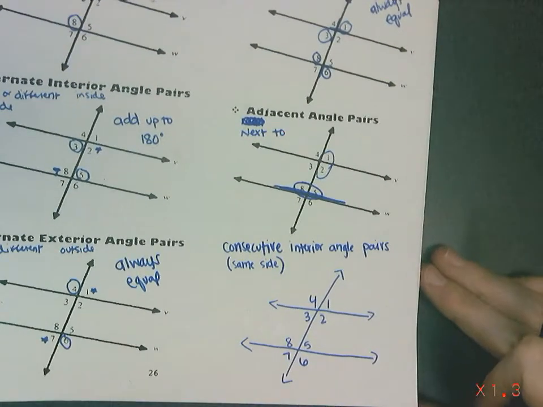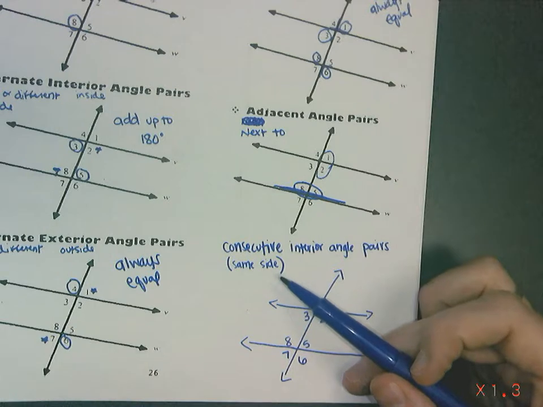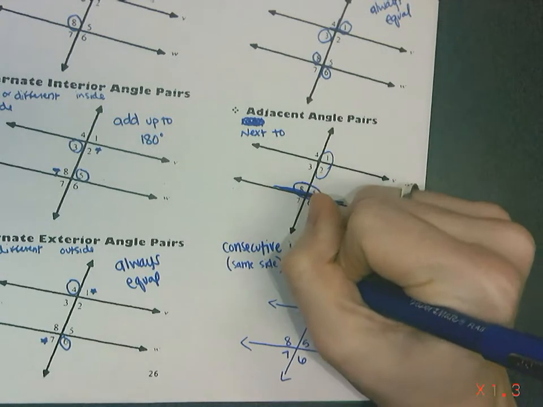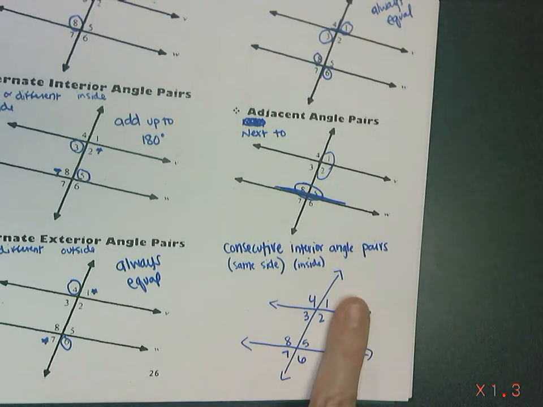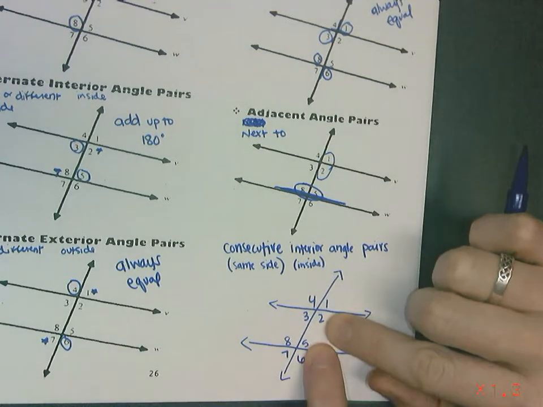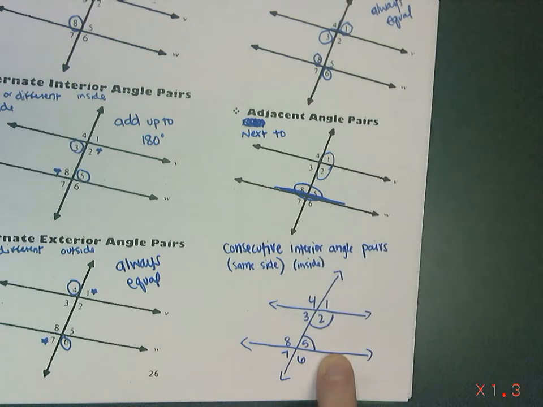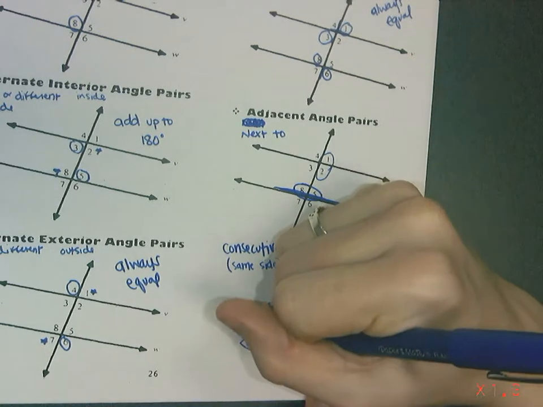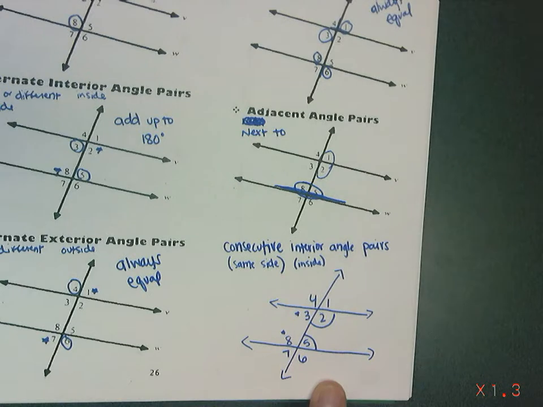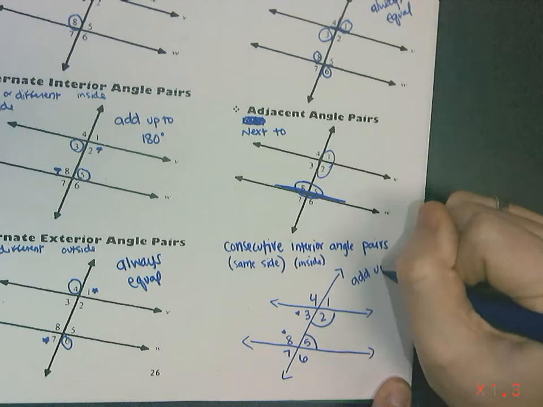And the last definition we need to go over is consecutive interior angle pairs. Consecutive means same side, and remember interior means inside. So we're going to have the same side of the transversal, and inside or interior angle would be like angle 5 and angle 2. So consecutive, we're on the same side of the transversal and inside. 8 and 3 would also be consecutive interior angle pairs, and these are going to add up to 180.